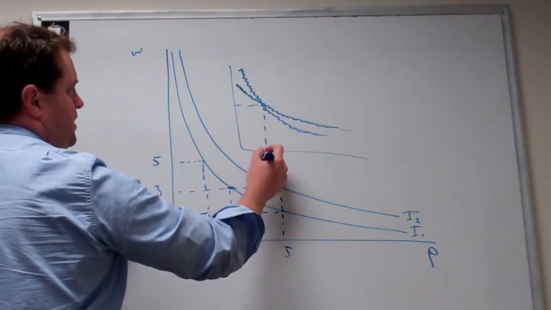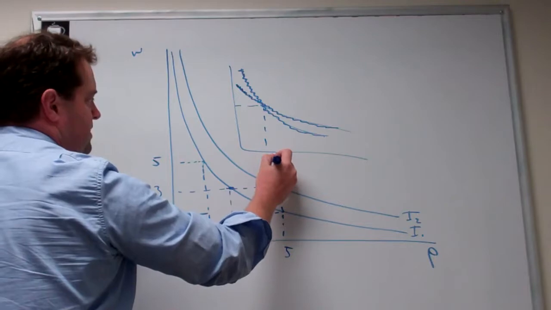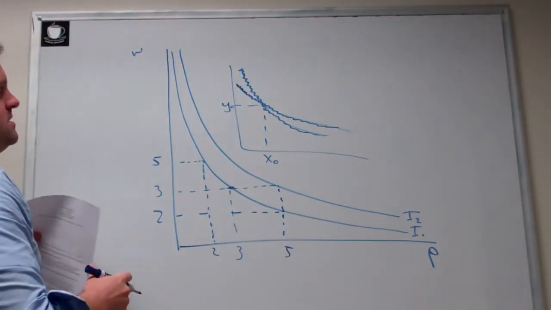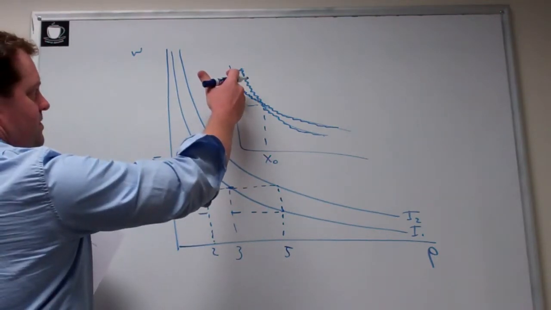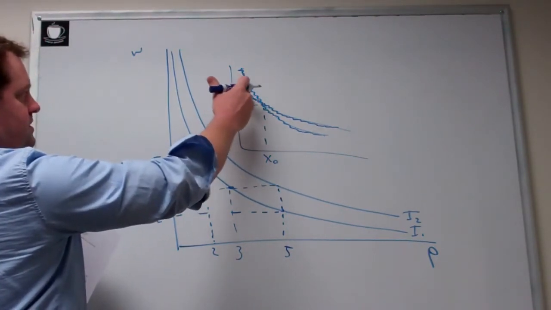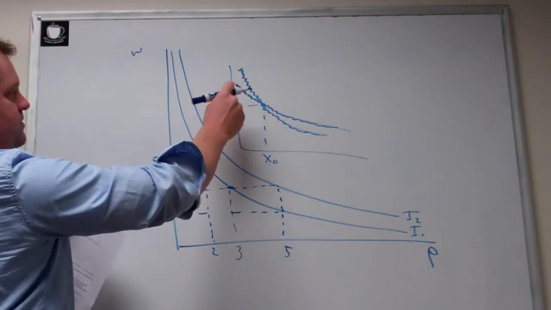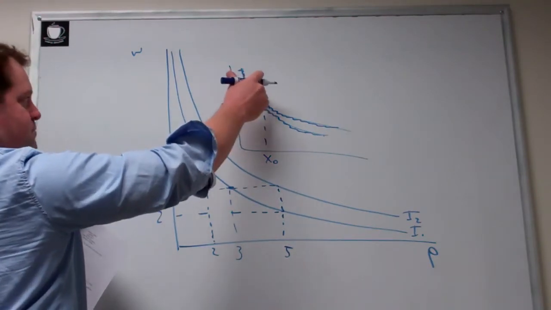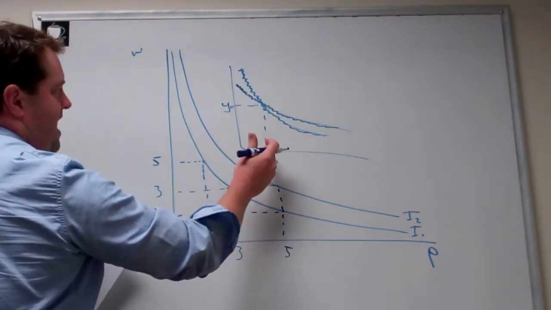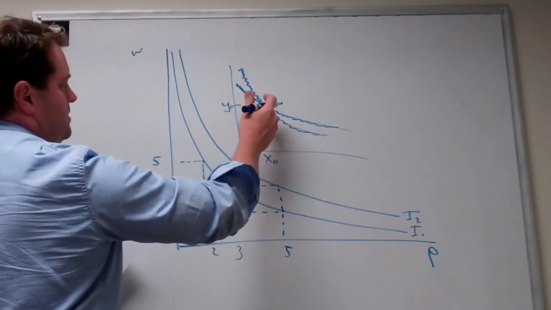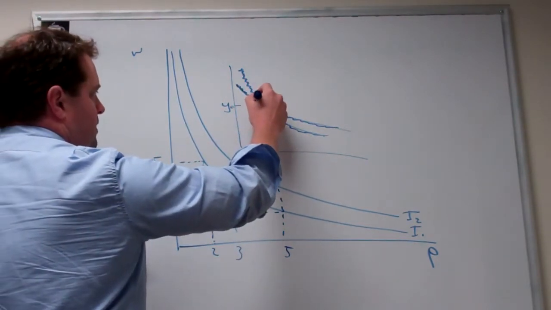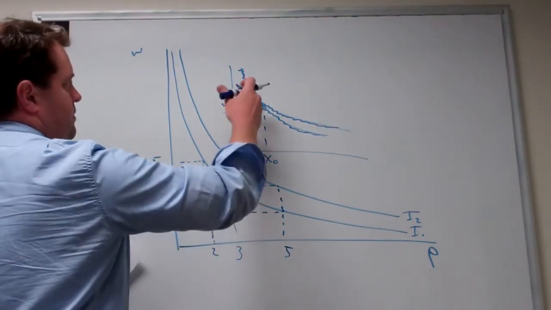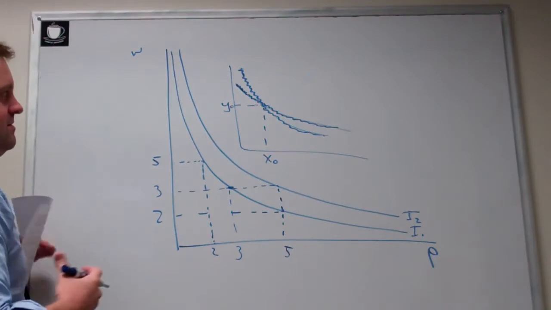for bundles in which the consumer has fewer than X0 goods and more than Y0 goods, the bundles on the shallower indifference curve are less preferred than the bundles that are on the steeper indifference curve. But once we get past X0, Y0, all of a sudden this consumer would like to have more bundles on the shallower indifference curve than the steeper indifference curve. And that doesn't make sense.